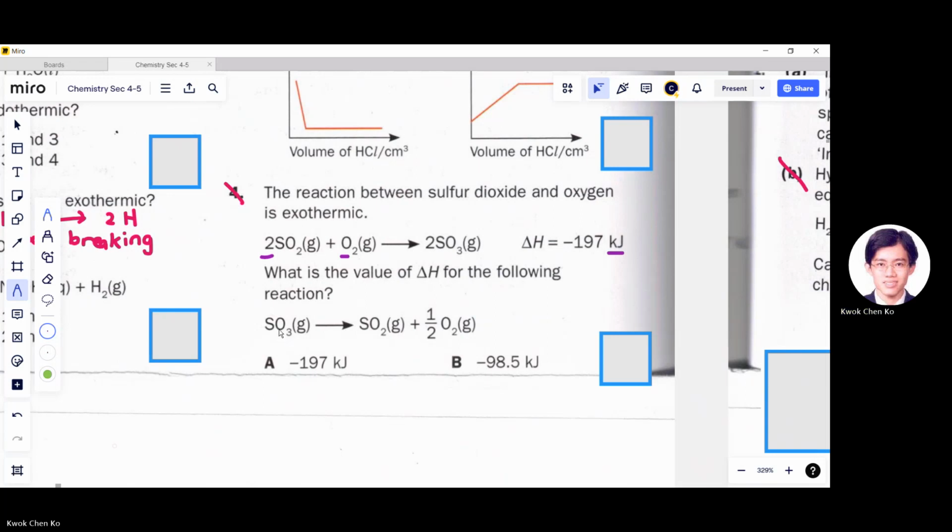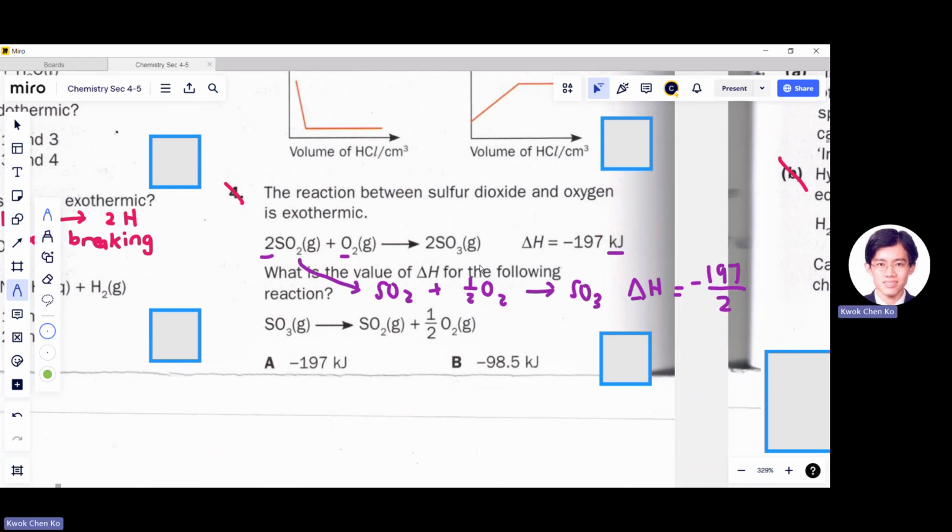But if I change the ratio, 1 mole of this reacting with half a mole of this, it's still the same reaction, correct? Then the delta H is, what do you think? It'll be half, because you only have half the amount of reactants, so half the amount of heat.